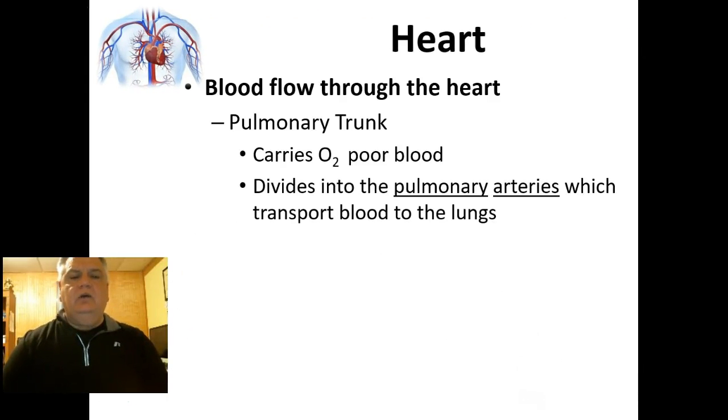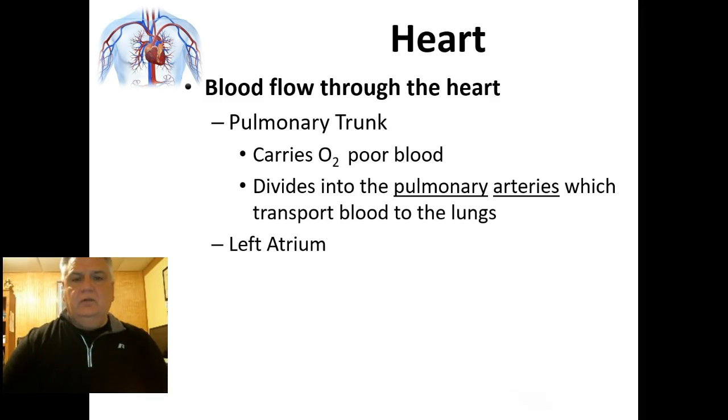So now the pulmonary trunk is going to carry the oxygen-poor blood toward the lungs. The pulmonary trunk will then divide into the pulmonary arteries, and the pulmonary arteries will transport blood directly to the lungs. Now remember, these are the pulmonary arteries because arteries are what? Efferent. They allow blood to exit the heart. So even though this is oxygen-poor blood, we're not going to think of this as a vein. These are arteries because they're allowing the blood to exit the heart and be transported to the lungs.